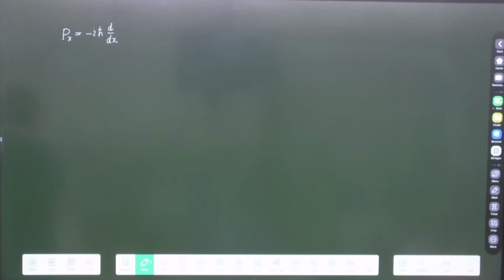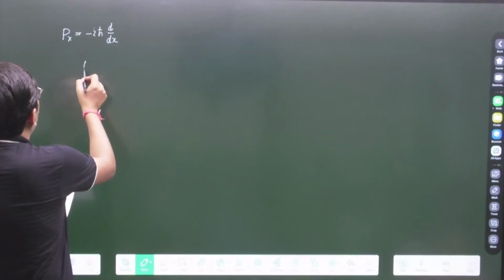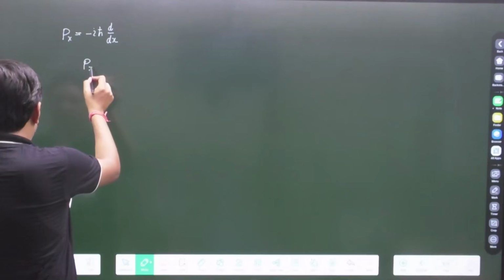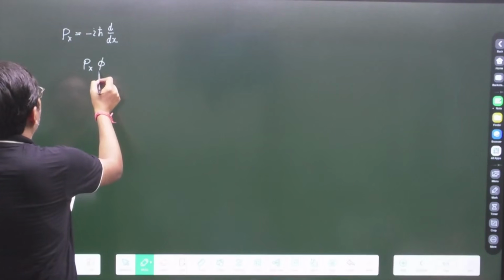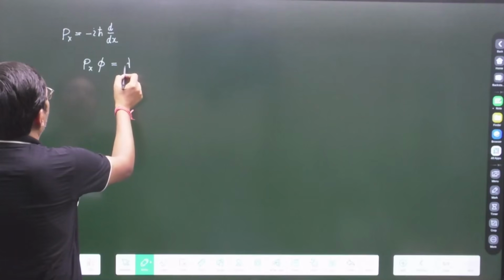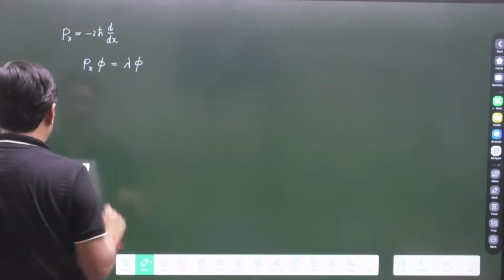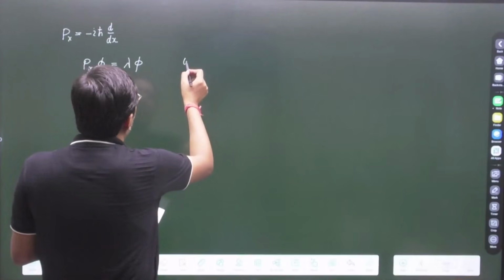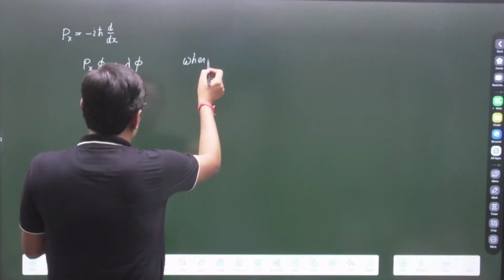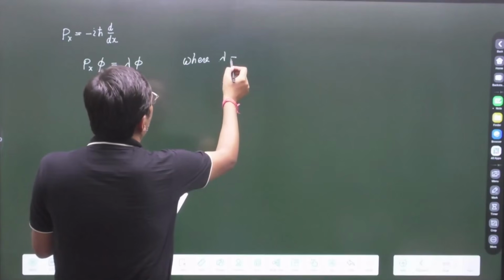If eigenvalue is lambda, which is given by the relation, px acting over phi equal to lambda phi, where lambda equal to h cross k.